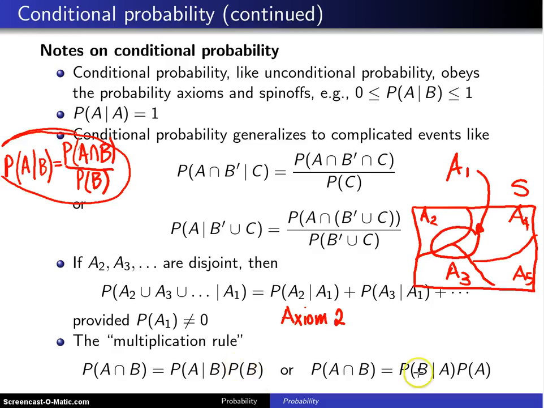And likewise, if we just swap the roles of A and B in this particular expression, this would look exactly the same, but we'd have a P of A in the denominator. You get this, and this is known as the multiplication rule. And it's amazing how much mileage you can get from that particular result.